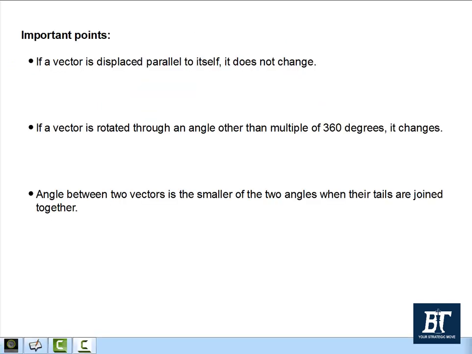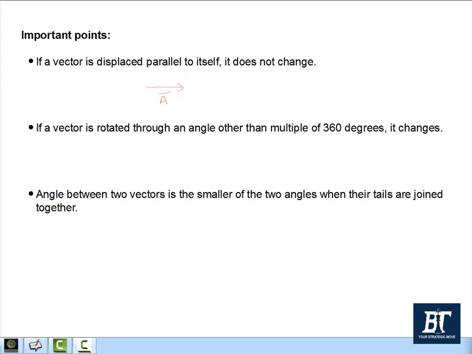Let us now discuss a few important points regarding vectors. A vector can be displaced parallel to itself and its value will not change. While displacing a vector, we should keep in mind that we cannot change its magnitude, which is equal to the length of this line, and we cannot change its direction.